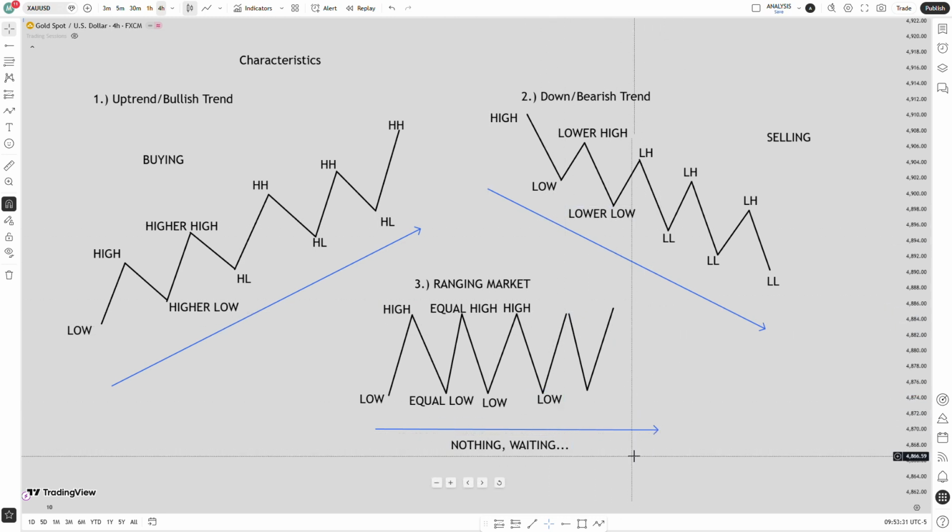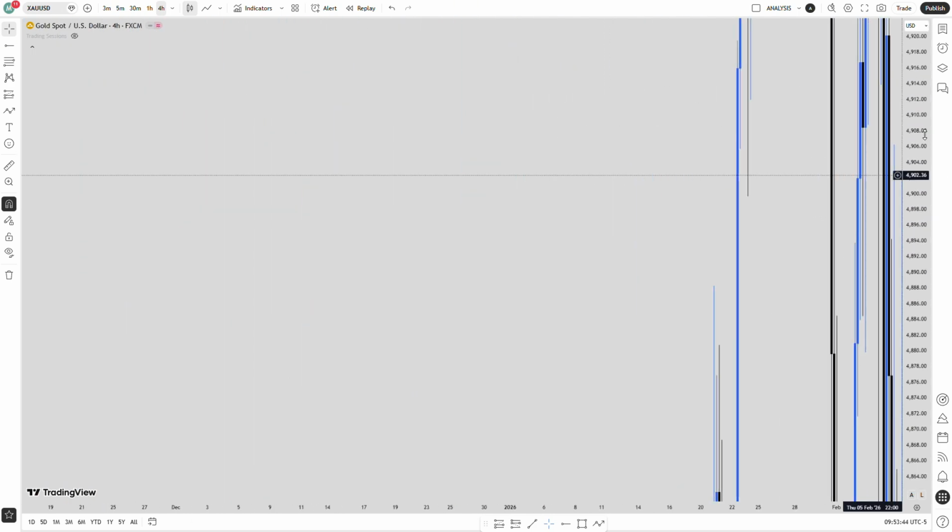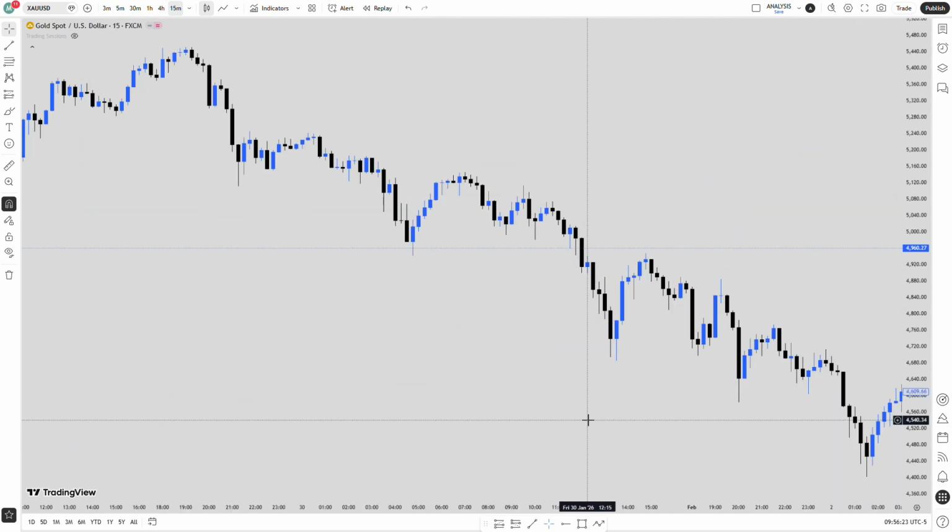So you are doing nothing in a ranging market, but waiting for the market to determine where it wants to go. Now, let's go to the chart and look for some of these examples. Right on our screen, what can we see? This is a very clear downtrend. Why is it a downtrend?